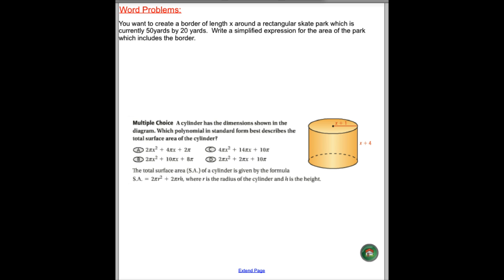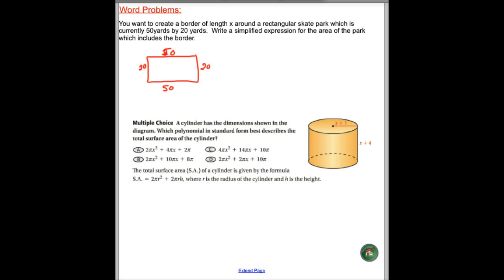Primarily, they're geometric in this chapter, so you have to know stuff about rectangles and squares and that kind of thing. So it says you want to create a border of length x around a rectangular skate park. So let's do that. This is 50 by 20. That's 50 that way. That's 20 that way. And I'm going to put a border around it.